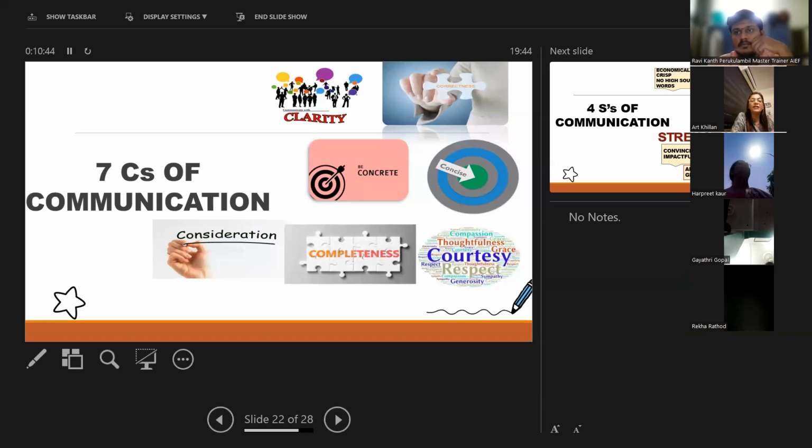It should be concrete. Be clear, don't be fuzzy. Provide detail, but don't give too many details so that it becomes ambiguous. You have to avoid ambiguity. It has to be coherent. Make sure your message flows well. It starts with an introduction, it gives all the details, and then a proper conclusion. It should be laid out logically.